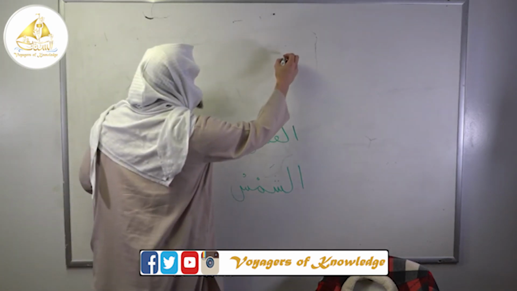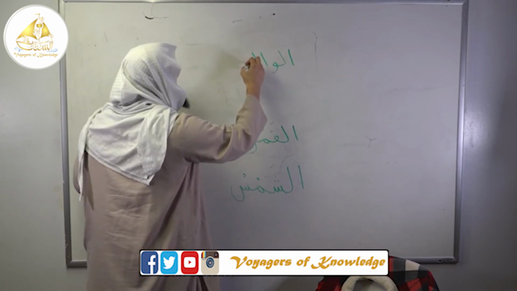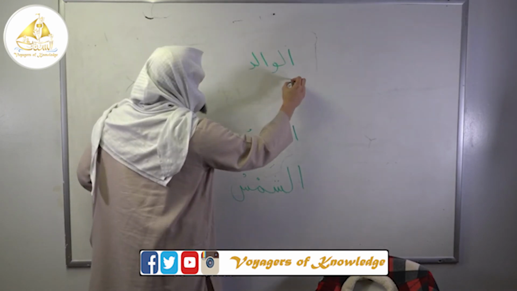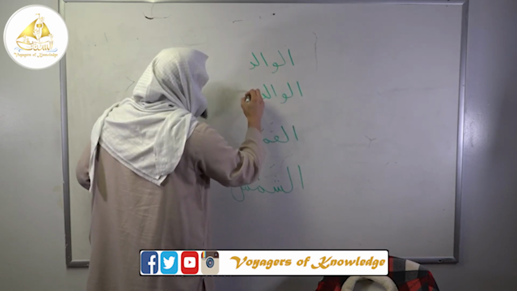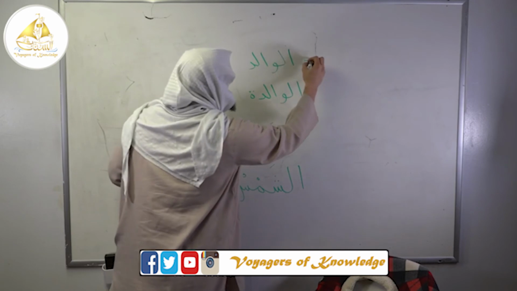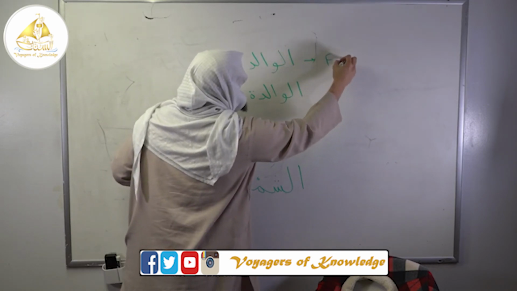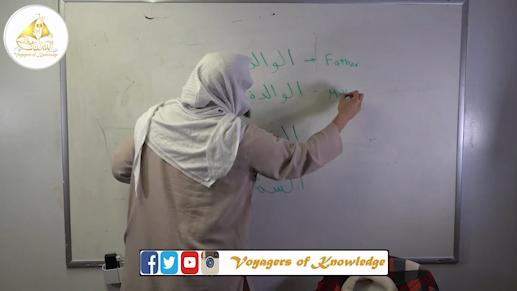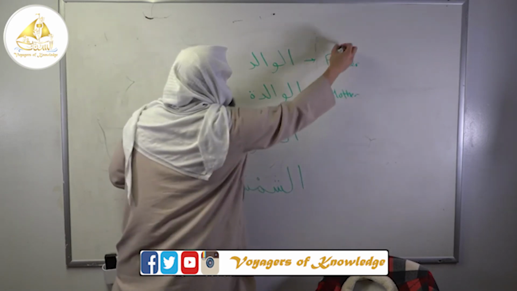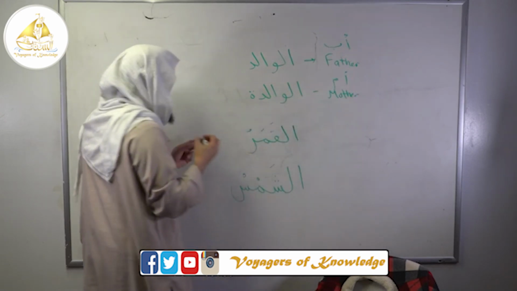So we're going to say al-walidu, right? Al-walidatu. All right? What's walid? And this one is? Now we learned this to be abun. And this one, ummun. All right.